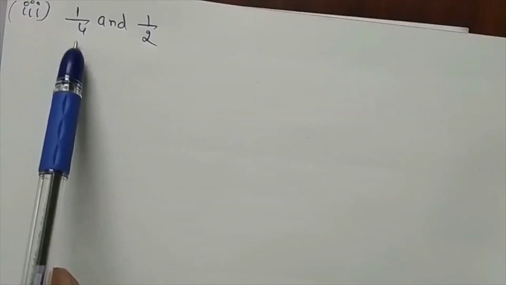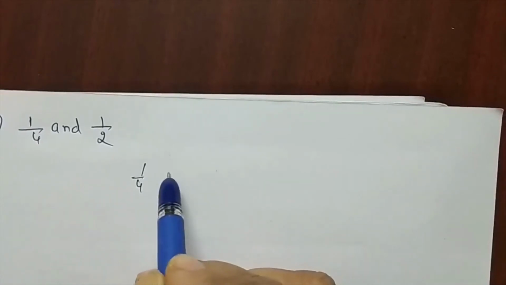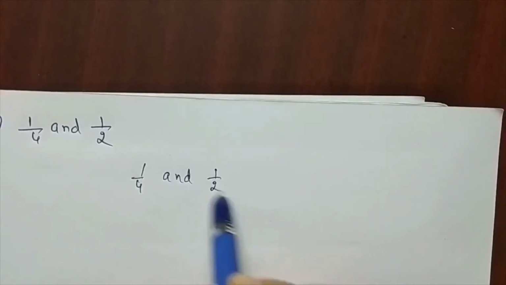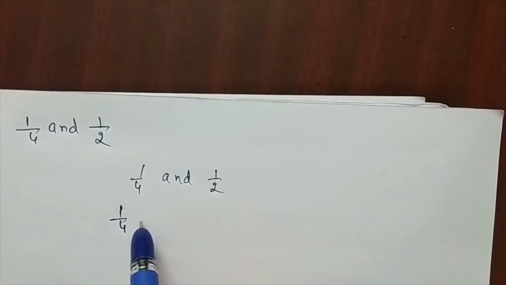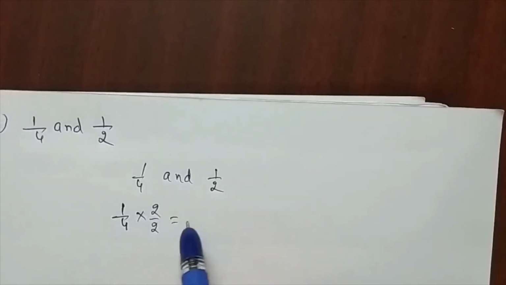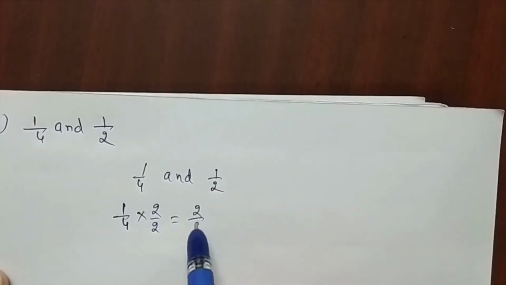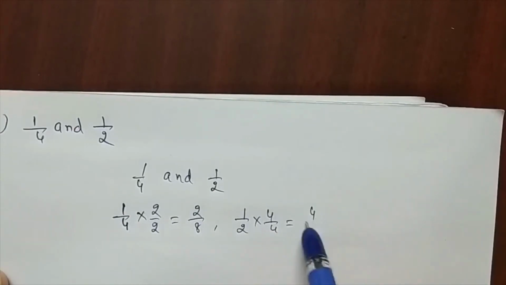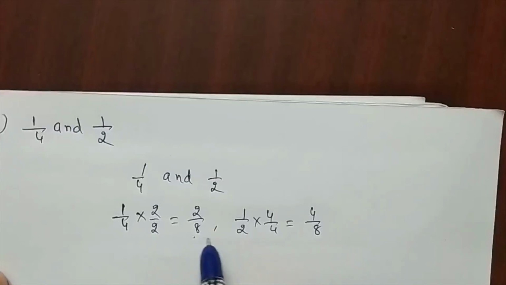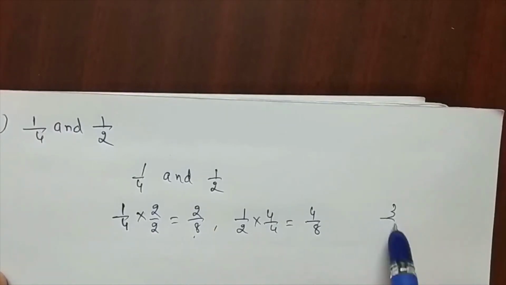Let's see third bit of fifth question. Find 5 rational numbers between 1 by 4 and 1 by 2. Our rational numbers are 1 by 4 and 1 by 2. So now let's convert these two rational numbers into rational numbers of same denominator. So here I am multiplying 1 by 4 with 2 by 2. So 1 by 4 becomes 2 by 8, and I am multiplying 1 by 2 with 4 by 4, and it becomes 4 by 8. So the rational number between 2 by 8 and 4 by 8 is 3 by 8.